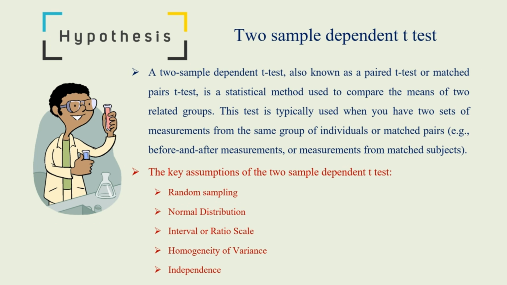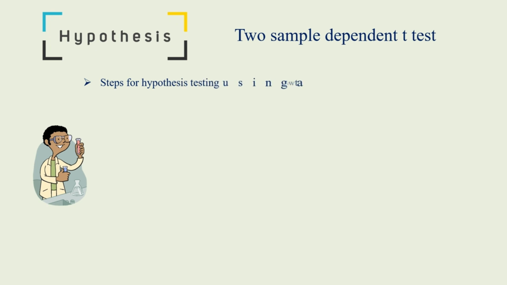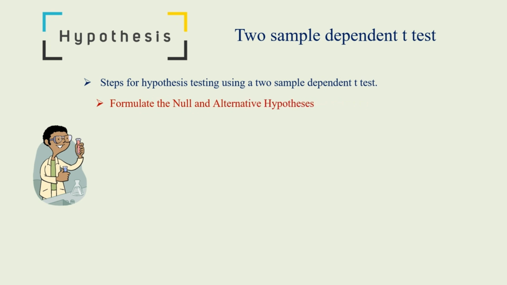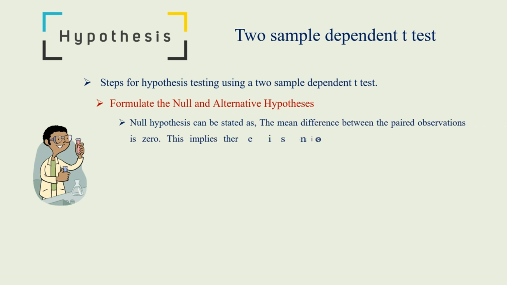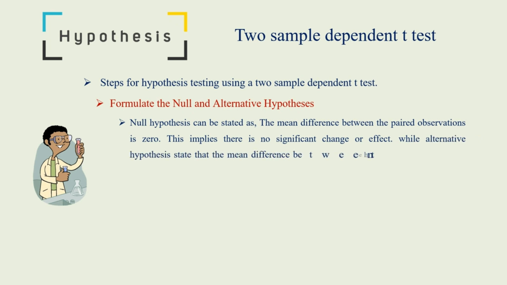Let's now discuss the steps for hypothesis testing using a two-sample dependent t-test. First step is, formulate the null and alternative hypotheses. Null hypothesis can be stated as, the mean difference between the paired observations is 0. This implies there is no significant change or effect. While alternative hypothesis states that, the mean difference between the paired observations is not 0. This implies there is a significant change or effect.